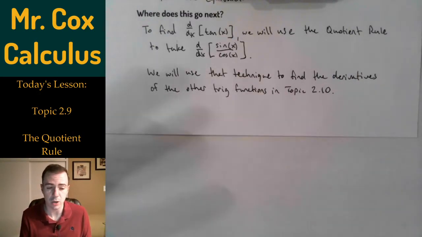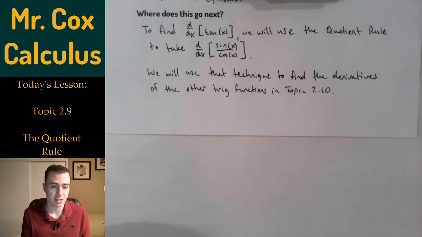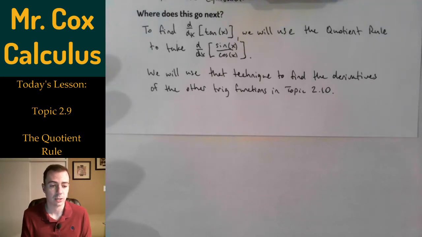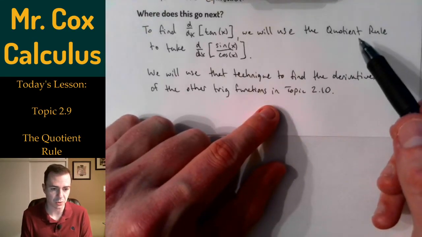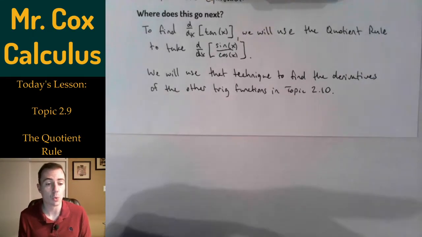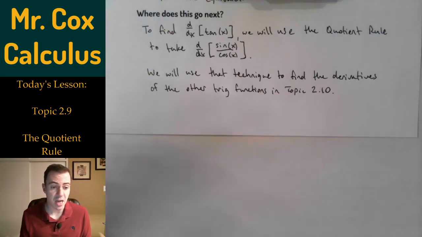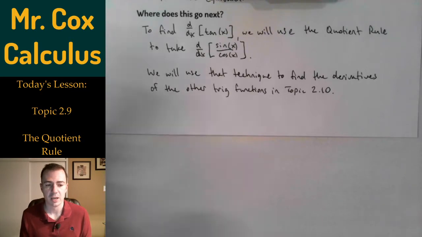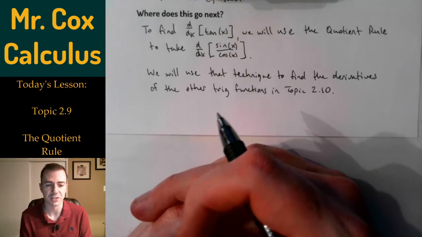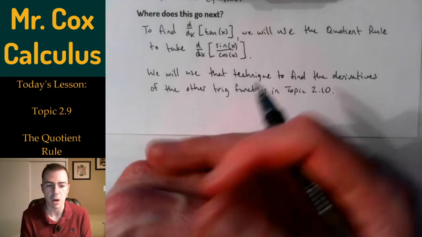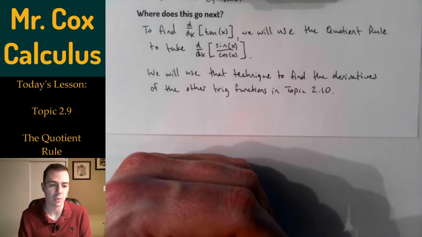So for example, when we go to find the derivative of secant of x, we'll write it as 1 over cosine of x, and then we'll apply the quotient rule. When we do cotangent, we'll write it as cosine of x over sine of x and apply the quotient rule. So we're going to use this quotient rule in topic 2.10 to derive the derivatives of the other 4 trig functions, and then that will close out Unit 2, and then we'll move to Unit 3 where we'll focus on some other types of functions, and particularly composite functions, and that's how we'll begin Unit 3.